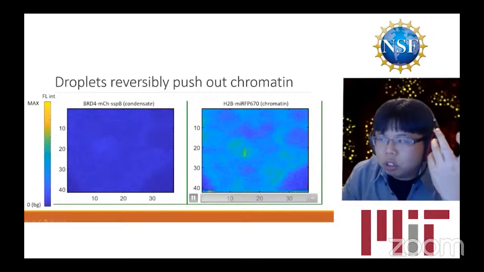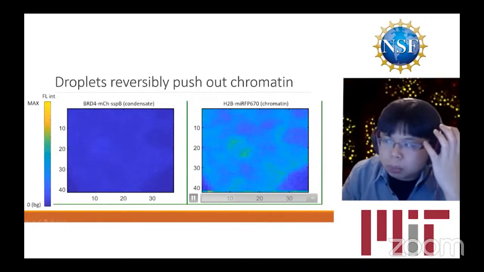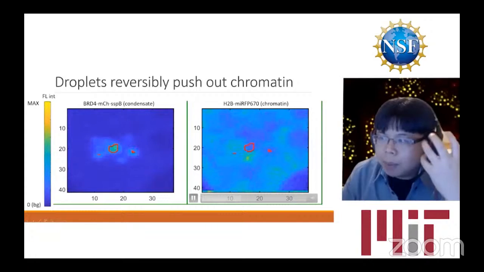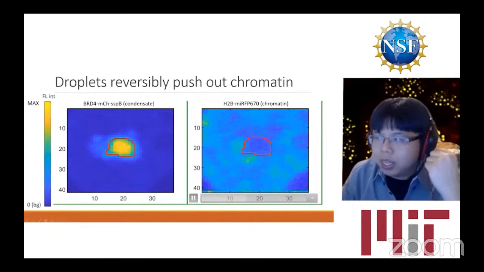And so in general, we'll note that these droplets can reversibly push out or exclude chromatin, and need to embed themselves in it when they form, when they nucleate.